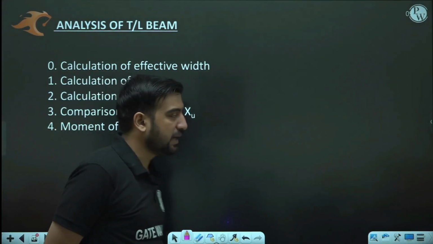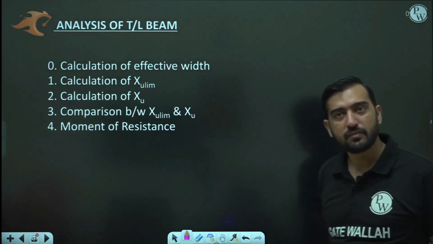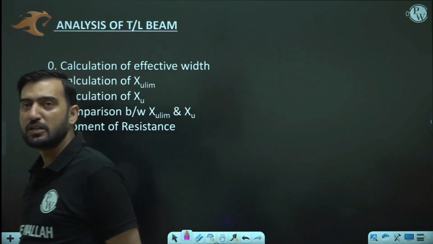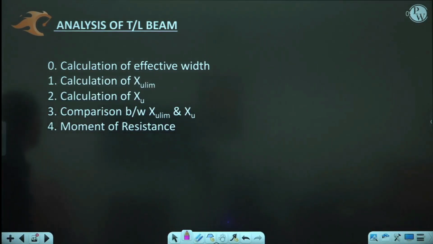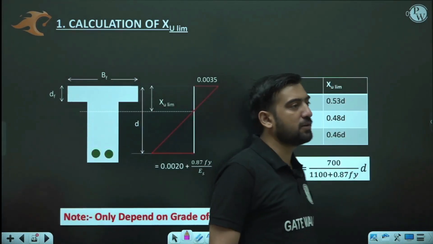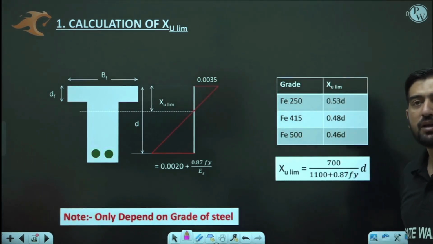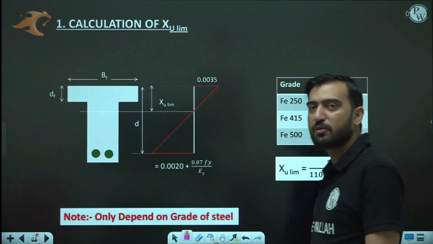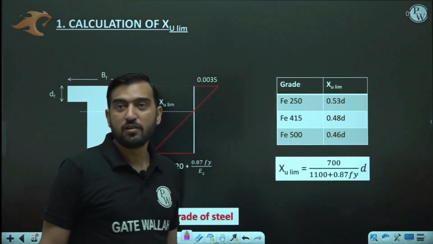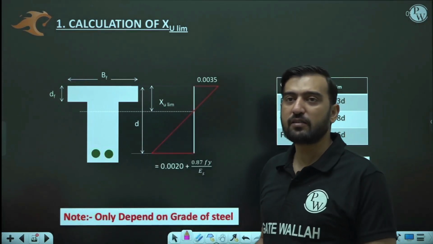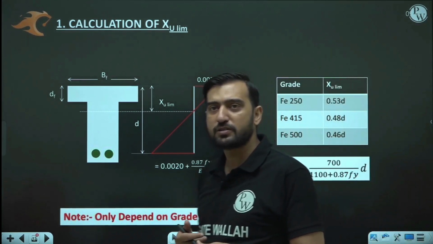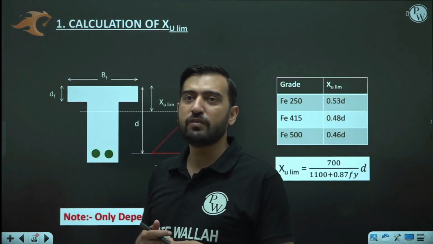Okay. After that, step number 0 is clear to you. Just now we have seen how to calculate effective width of the flange at different conditions. Now step number 1 is what? It is also clear. Calculation of XU limit. So XU limit, as we all know, only depends upon the grade of steel. Okay, and Young's modulus remains constant, so it depends upon grade of steel only, and it is independent of geometry of the cross section. So here we can say that XU limit is equal to 0.53D, 0.48D and 0.46D, depending upon Fe 250, 415 and 500.